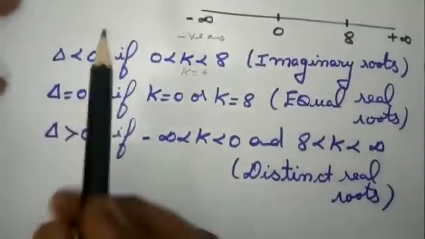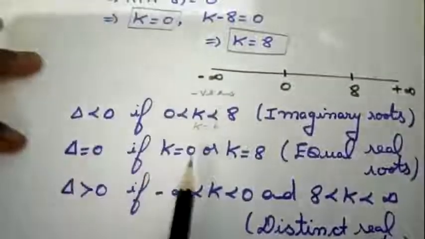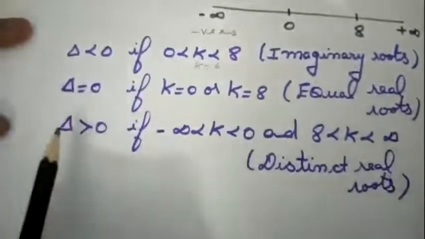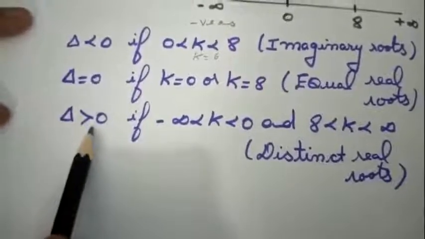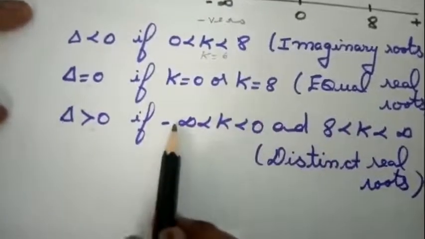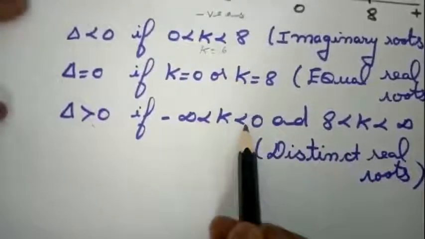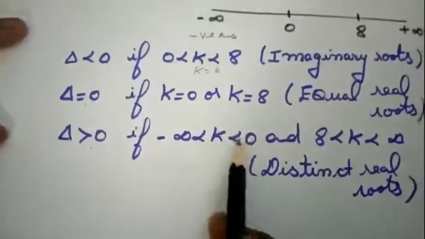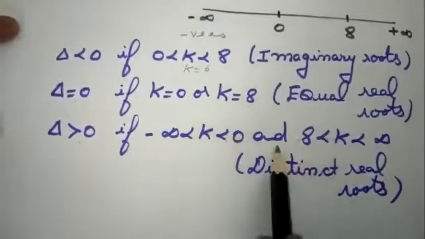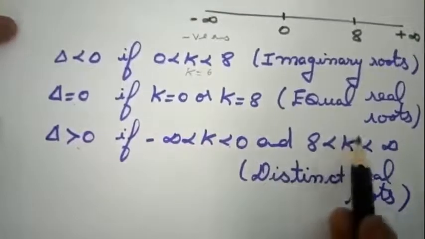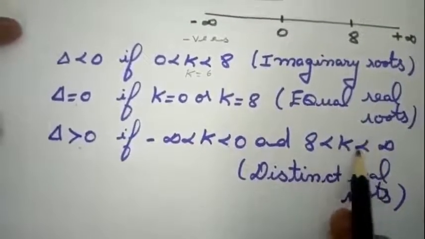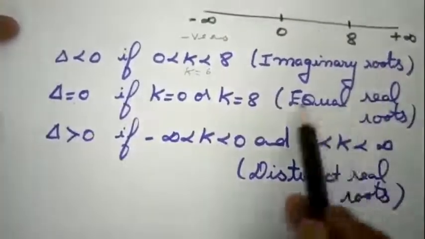Delta equal to 0 is the condition given in your question, and we have found k = 0 or k = 8, that is equal real roots. The last one, delta greater than 0, means I should get a positive answer. You can take values in the ranges minus infinity less than k less than 0: take any negative number, like minus 1, and you will get a positive answer. Similarly, above 8, that is 9, 10, 11 and so on, whatever number you take, you will get a positive answer. So, negative, equal, positive.